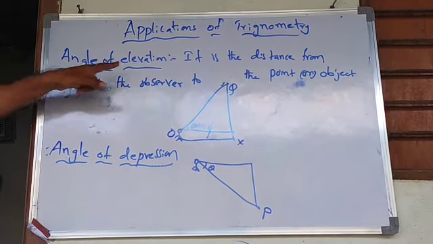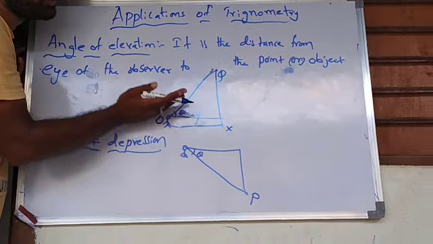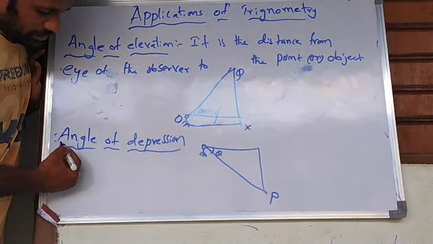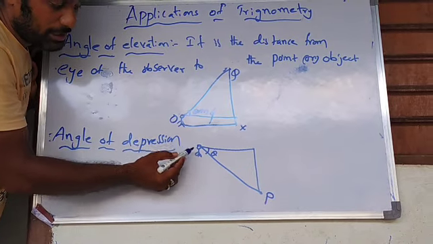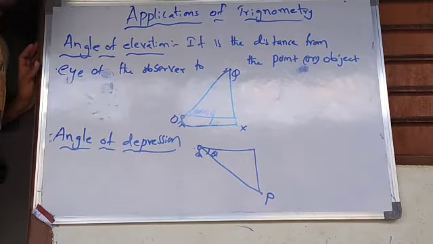So angle of elevation is nothing but the distance from the observer to the object, but it is mentioned on the top side. And angle of depression is nothing but the distance from the observer to the object, but it is mentioned in the downside.